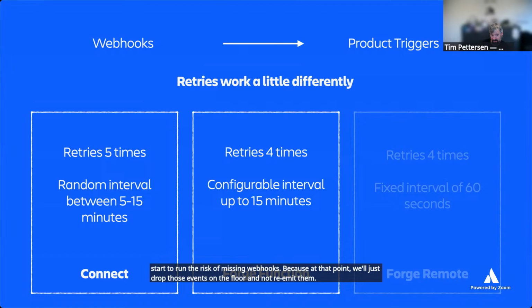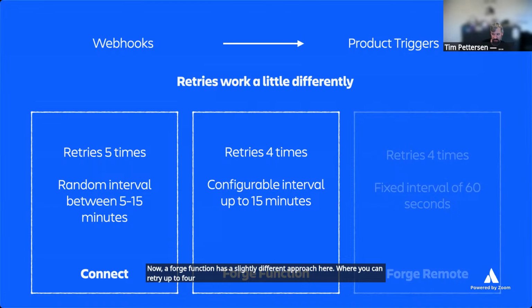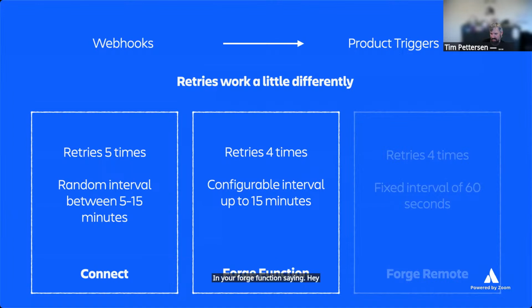Now, a Forge function has a slightly different approach here, where you can retry up to 4 times. And the way you do this is you can actually throw an exception in your Forge function saying, hey, retry me after X period. And that's configurable up to 15 minutes. So that means you can suspend event processing for up to an hour.